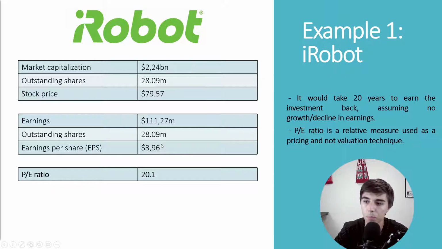That's it. And if anyone is asked, at least someone that has a bit of financial knowledge, what does this mean? The answer would probably be something like this, that it will take us around 20 years to get our investment back, assuming that there is no change in the earnings, no growth or no decline. And there's nothing wrong with this statement. That is correct. But here's what we do not see.